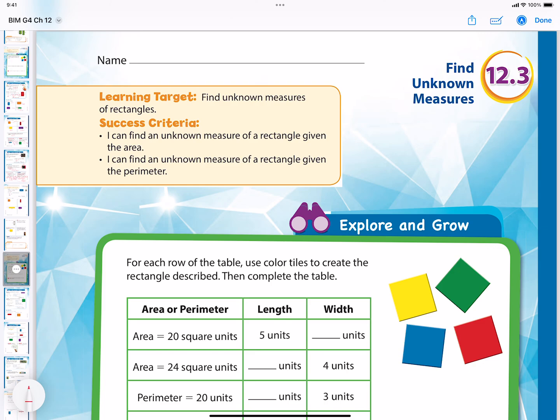This is lesson 12.3, find unknown measures. Now our target is to find unknown measures of rectangles, and the criteria: I can find an unknown measure of a rectangle given the area, and I can find an unknown measure of a rectangle given the perimeter.